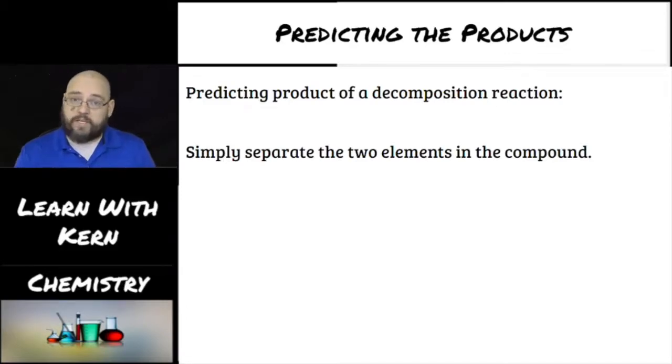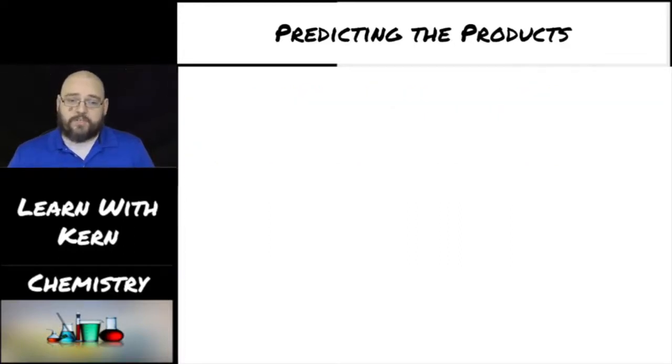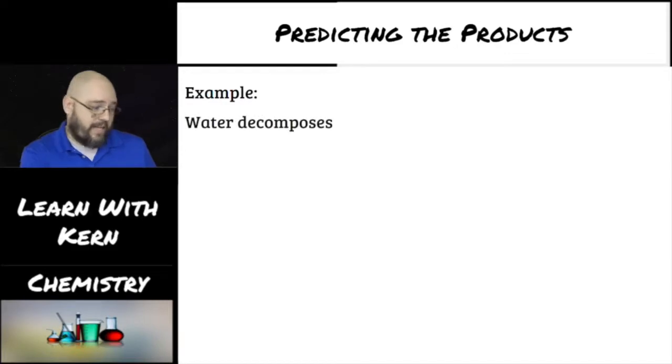All right, so a decomposition reaction is going to be a single compound that's separated into its elements, and that's pretty simple. So let's look at an example of that. If I say water decomposes, well, what's that going to look like?